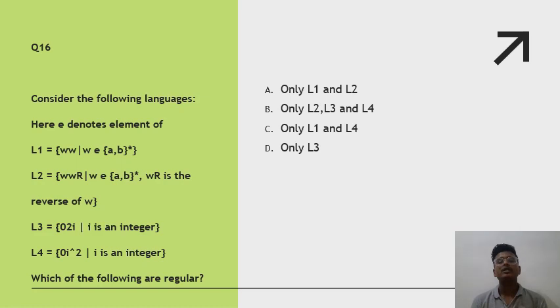Welcome to the 16th question of the multiple choice question series. In this question, consider the following languages. Here E denotes the element of. There are four languages given: L1, L2, L3 and L4. Which of the following are regular? Is it only L1 and L2, only L2, L3 and L4, only L1 and L4, or only L3?